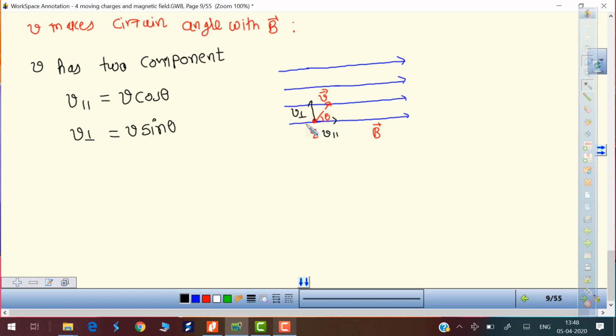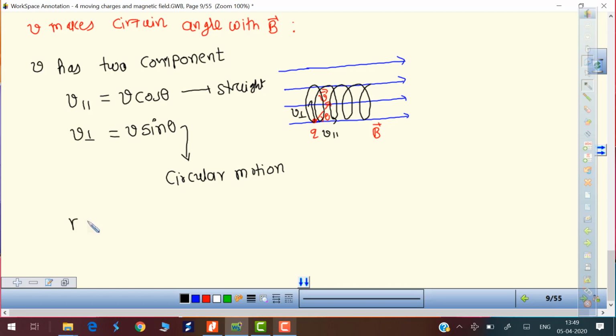But it is not 0, it is not 90 degrees, so what will happen? This perpendicular component gives you circular motion. Because of this component, it tries to move in a circular path, and because of the parallel component it moves straight to the right. Both are present, so it moves in a helical path like this. This is a helical path, a helix.